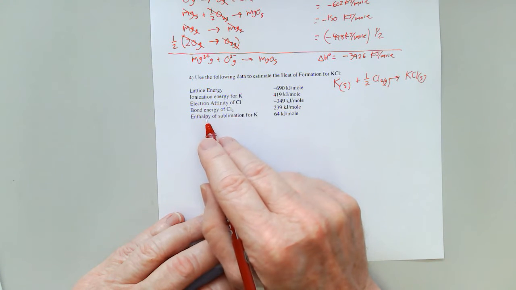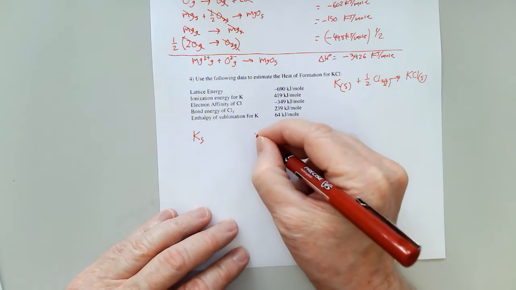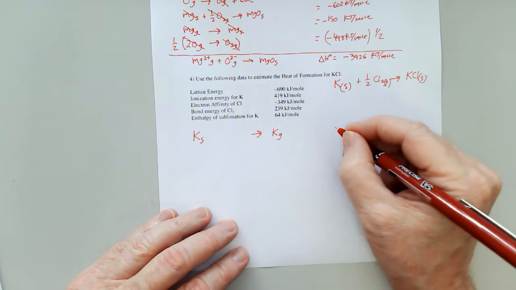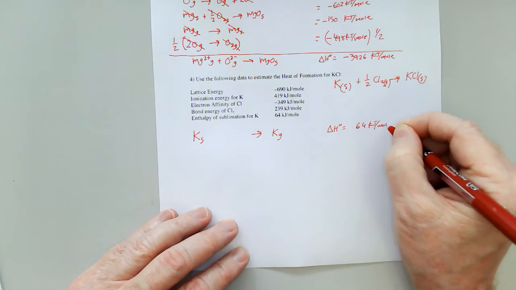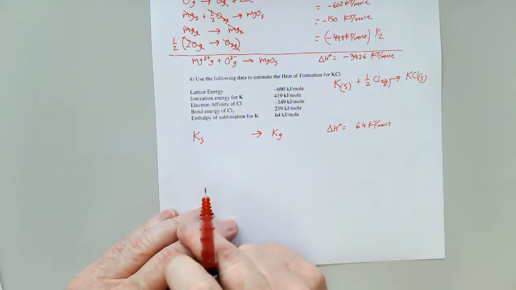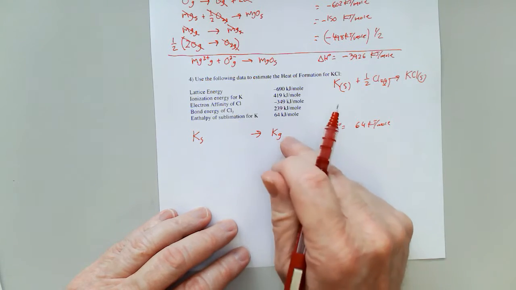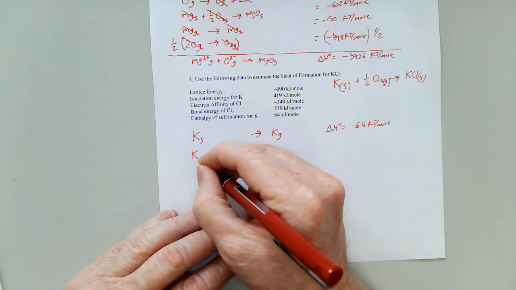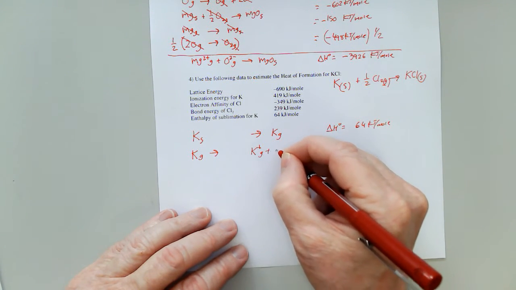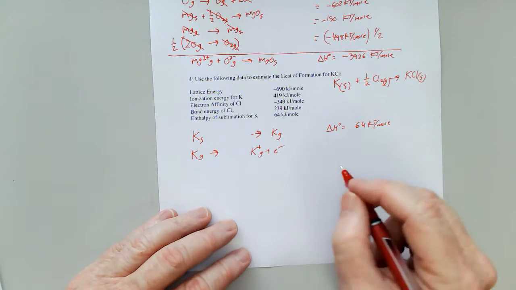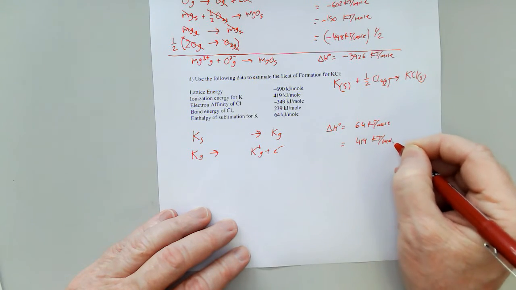We'll get that from, how about enthalpy of sublimation for potassium? K solid turns into K gas. Delta H naught equals 64 kilojoules per mole. Don't need to change the sign because that is actually what the definition is. Solid to gas, sublimation. Okay. Then to get rid of this K gas, I'm going to take K gas goes to K+ gas plus an electron. That's the ionization energy for K. And that's 419 kilojoules per mole.